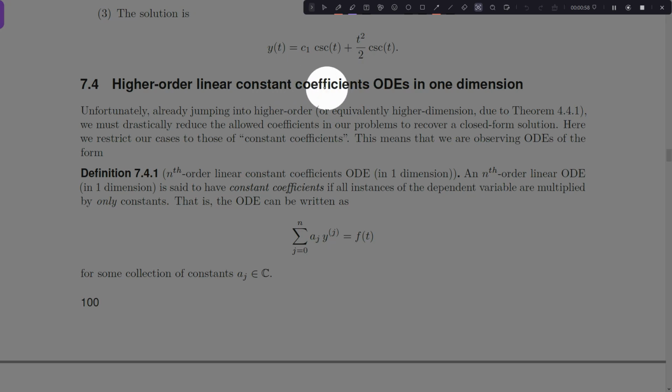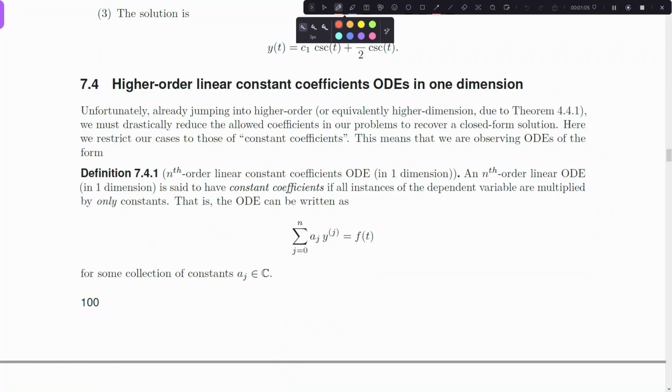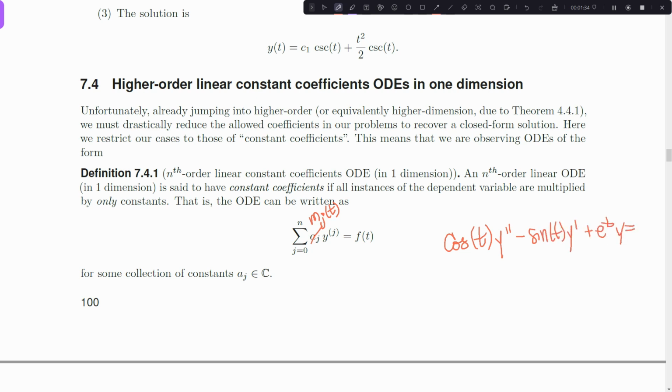Okay, so what does it mean to be constant coefficients? Well, we're looking right here. At the beginning of the chapter, we put an m sub j of t in front of y, the jth derivative of y, and that was saying that you could multiply, that's why I was using m, by any function of t on all of our derivatives. A nice example of this would be cosine of t y double prime minus sine of t y prime plus e to the t y equals 7. Something like that. But each of these is a function of time.